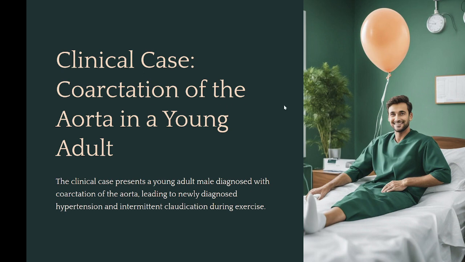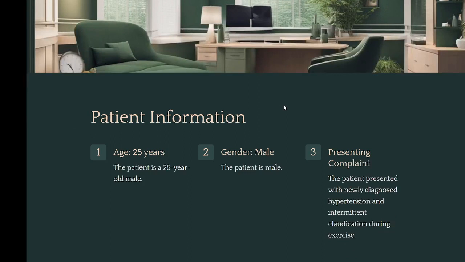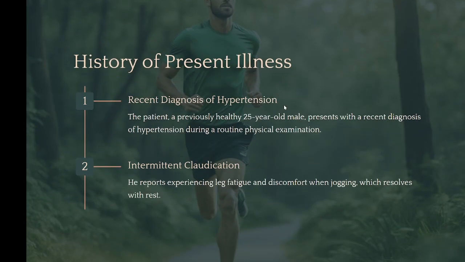Clinical case: coarctation of the aorta in a young adult. Patient information: age 25 years, gender male. Presenting complaint: newly diagnosed hypertension and intermittent claudication during exercise. History of present illness: the patient, a previously healthy 25-year-old male, presents to the clinic with a recent diagnosis of hypertension during a routine physical examination. He reports experiencing leg fatigue and discomfort when jogging, which resolves with rest.